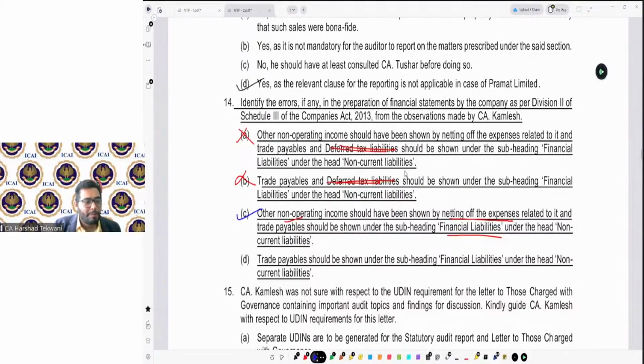D: Trade payable should have been shown under the head of financial liabilities under the head of non-current liabilities. What about non-operating? That is missing. That's why D is also incorrect, because non-operating income is missing. It should be netted off. So the correct option is C. Other non-operating income should have been netted off with the expenses, plus trade payable under financial liabilities. So there is no issue with respect to the deferred tax. Clear?